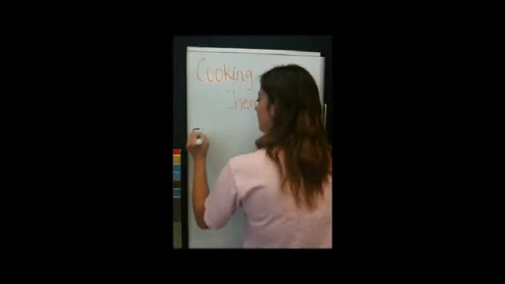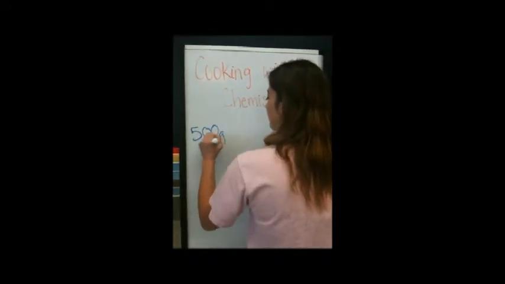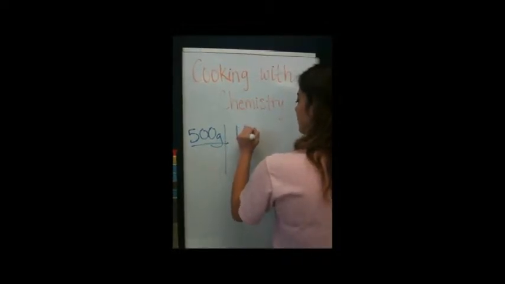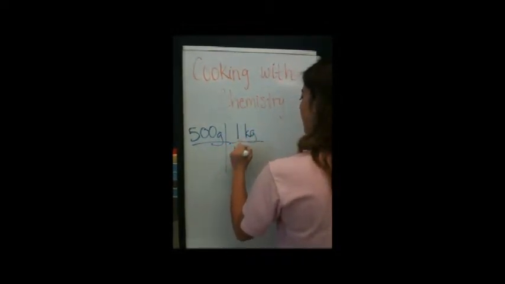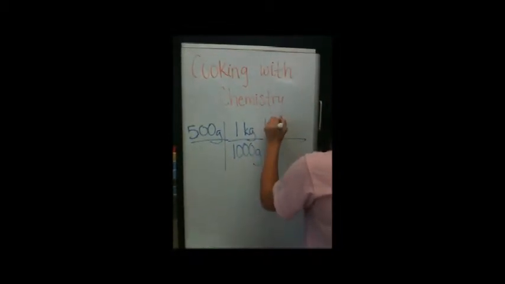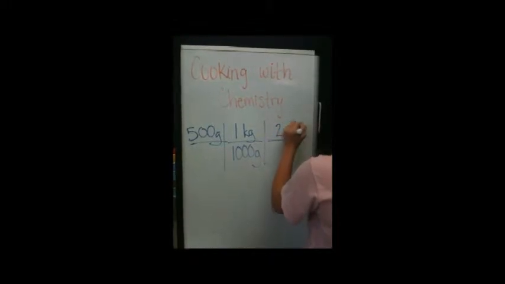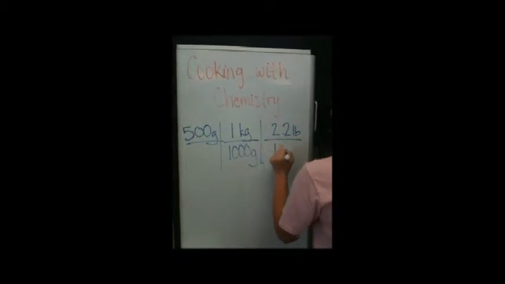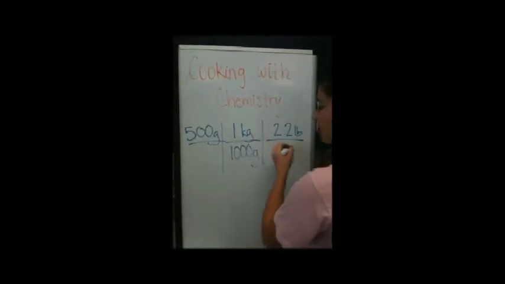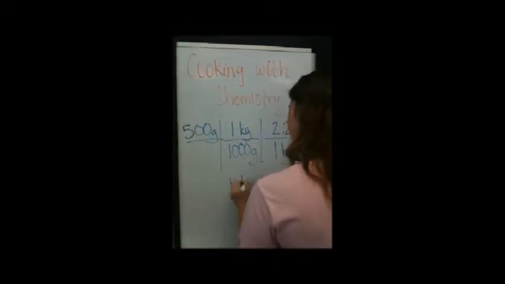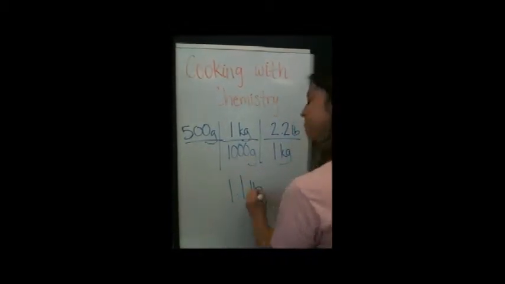So 500 grams, and 1 kilogram equals 1,000 grams, and then also in every kilogram there are 2.2 pounds. So if you multiply across the top, divide across the bottom, you get about 1.1 pounds. So that's how much. Thanks, Sophia.